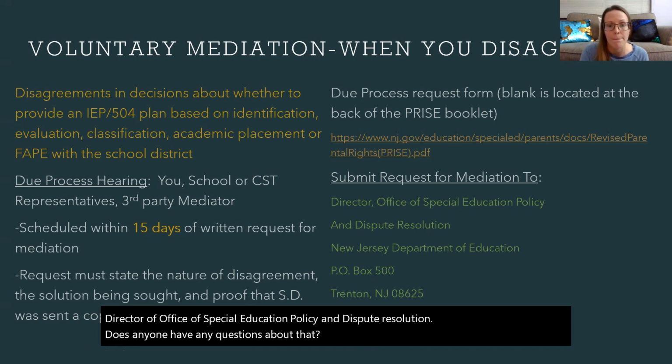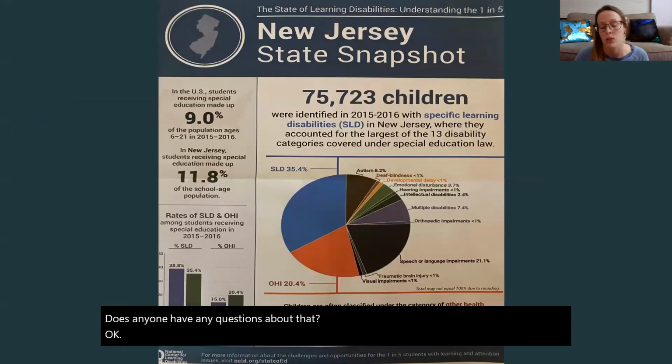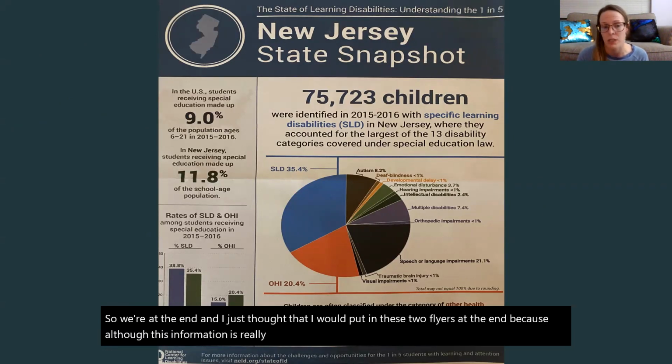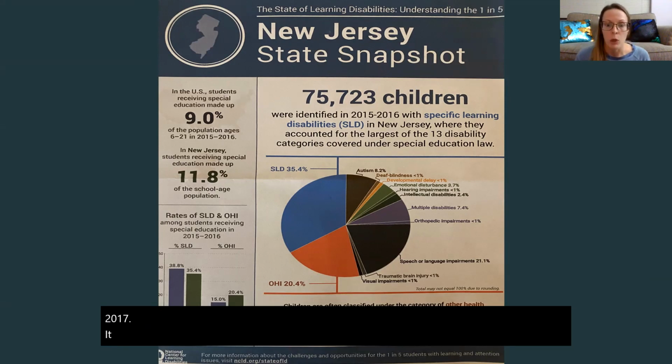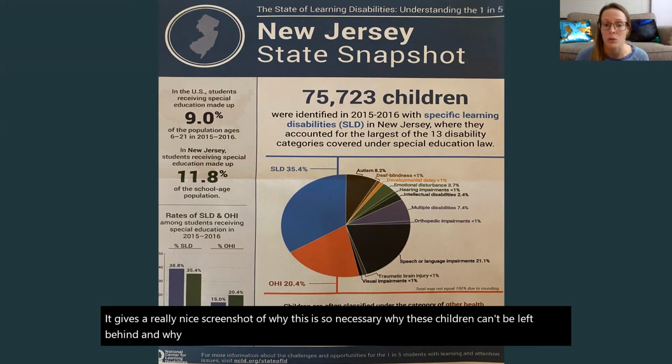Okay. So we're at the end, and I just thought that I would put in these two flyers at the end, because although this information is really outdated, it's from 2015 and 2016, and it was published in 2017. It gives a really nice screenshot of why this is so necessary, why these children can't be left behind, and why IEPs and 504s are so necessary and beneficial.